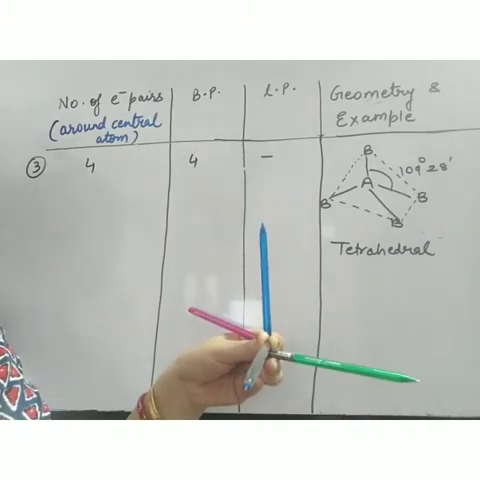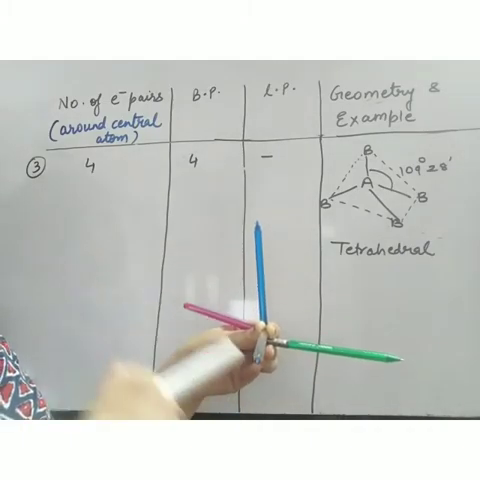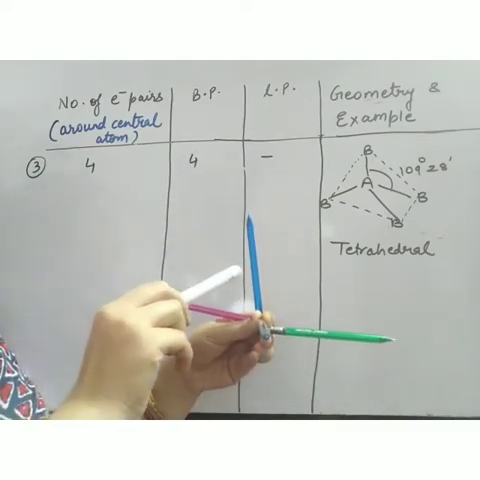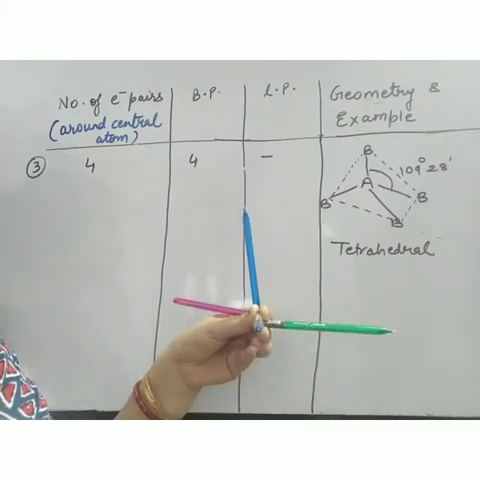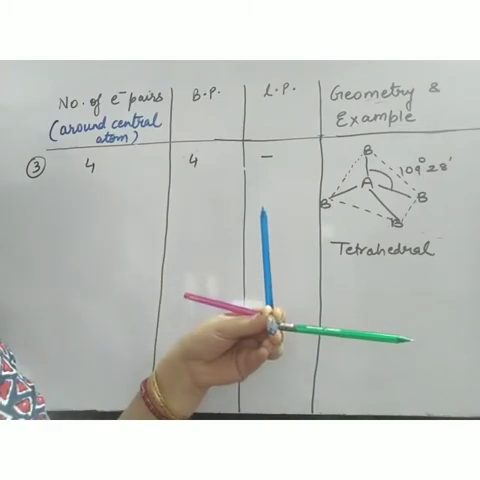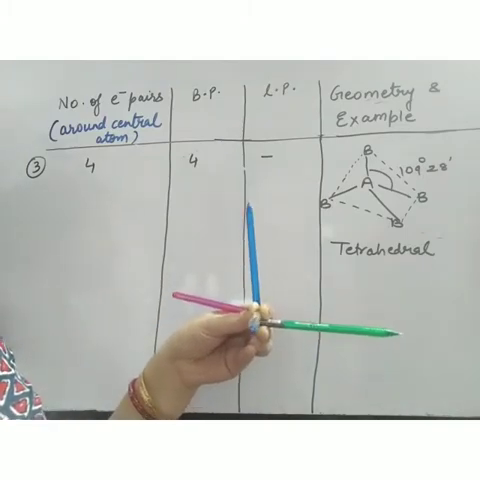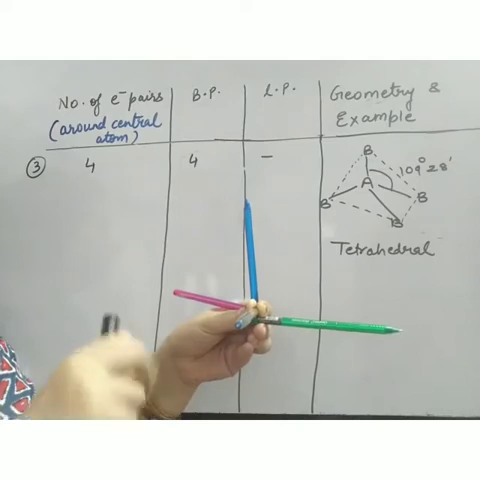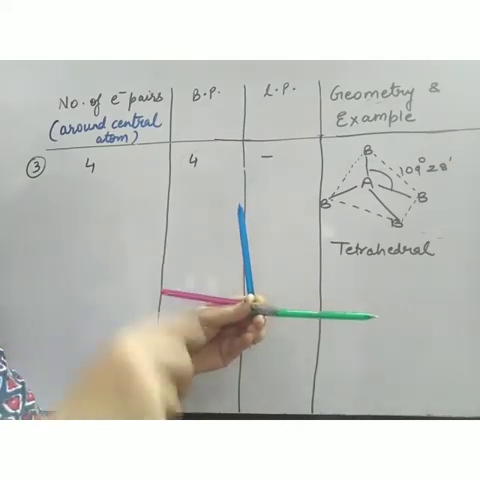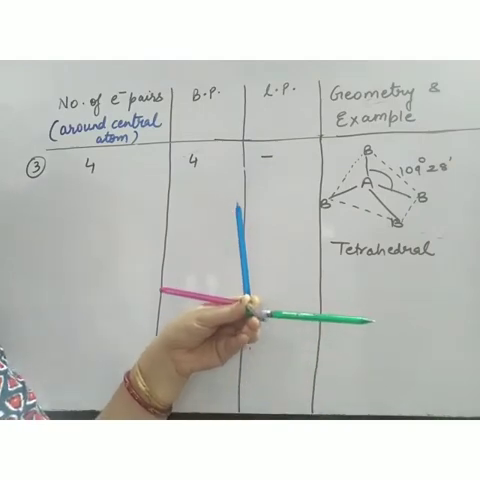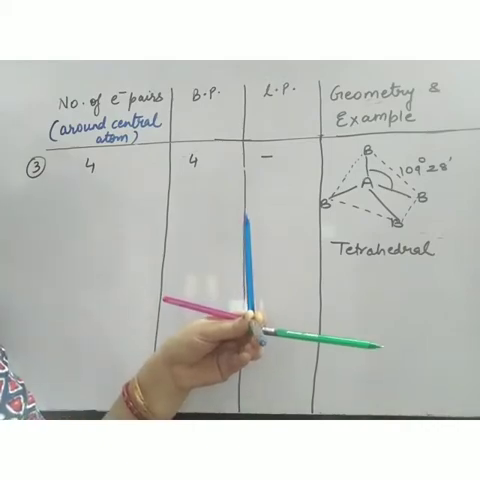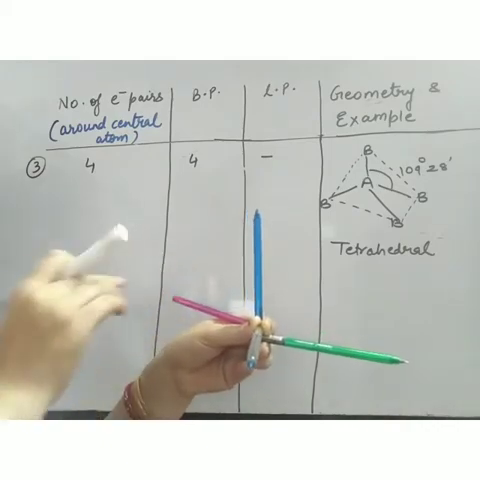Now this tetrahedral geometry is like this. Now these two bonds are in the plane of paper, like this. The blue and the green pen is in the plane of paper. The pink pen is back side, means back of the paper, away from the observer, and the white pen is towards the observer. So this tetrahedral geometry is three-dimensional. These two bonds are in the plane of paper. Angle is 109 degree. This bond is towards you, that is towards the observer, and this bond is away from the observer.